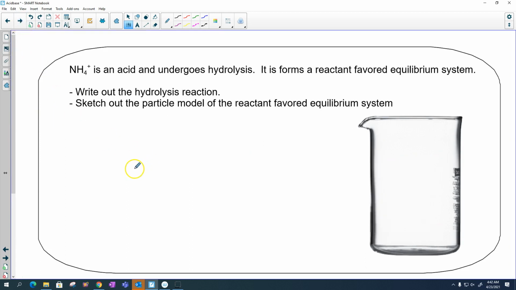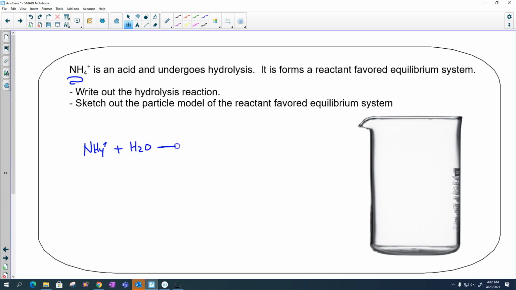Ammonium is an acid that undergoes hydrolysis. Okay, so it's something we've been talking about. This is a real common player in our society biologically. It forms a reactant-favored equilibrium system. Okay, let's write out the reaction. Let's try it again. Pause the video, give it a try. What would be the hydrolysis equation for this guy? Pause it, try it. Okay, plus water.